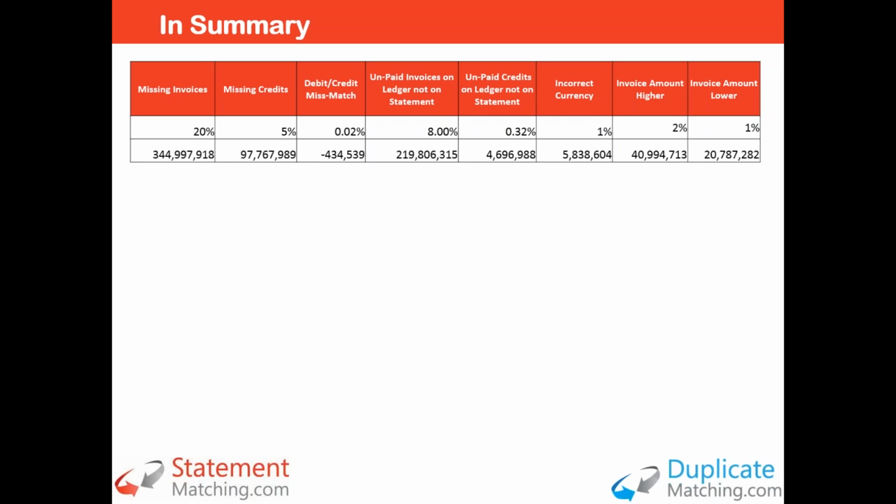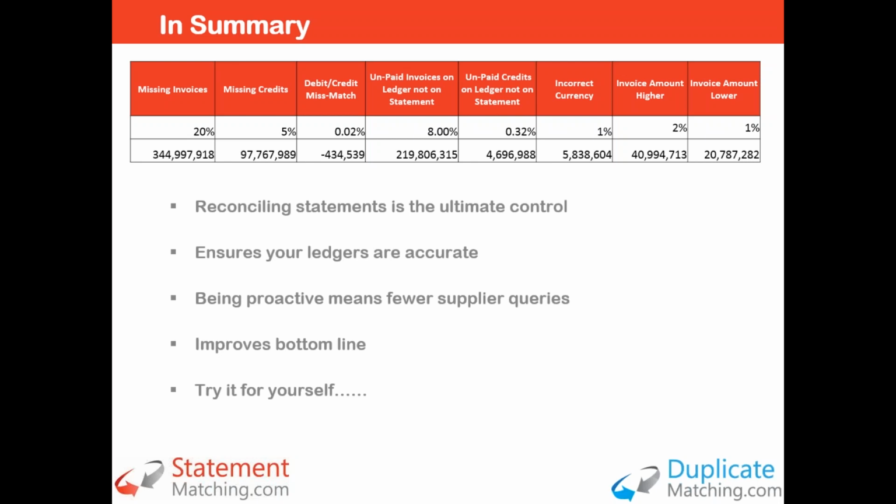So the unpaid invoices on the ledger, not on the statement, you can see, that was 8%. That was quite a high number on average. And I think, if you do reconcile more statements, it really is the ultimate control. It's the only way of checking, is your ledger accurate?